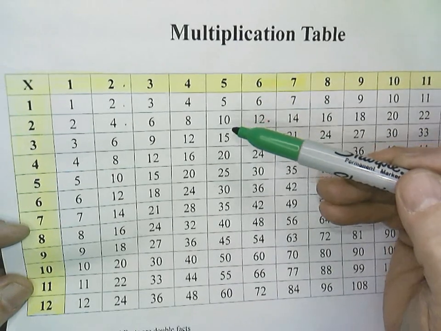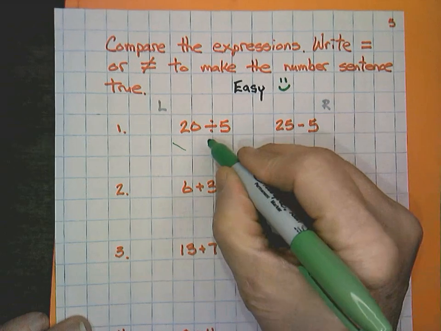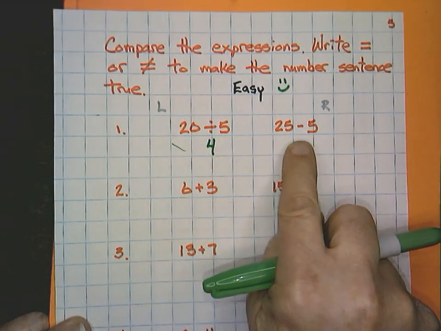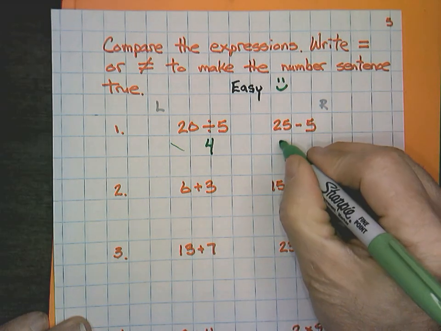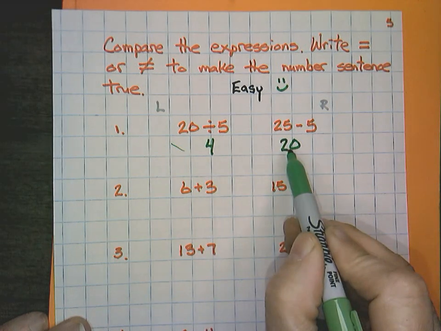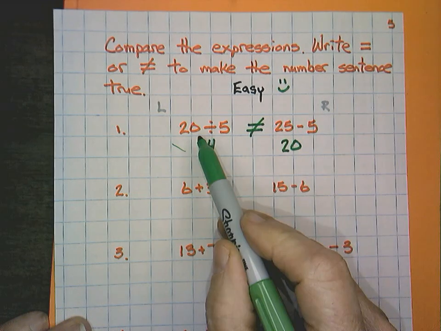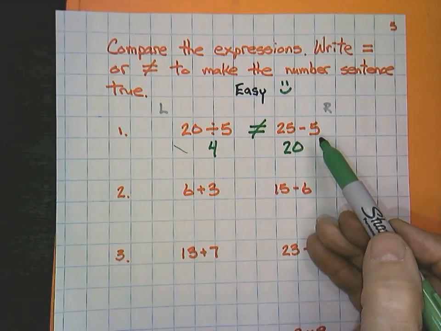I'm not going to take too much time with that because I'm not teaching multiplication today, but you can see that 1, 2, 3, 4. So 20 divided by 5, this expression would be equal to 4. 25 minus 5, that would be 20. When I compare left and right, they are not equal. So we would say that 20 divided by 5 is not equal to 25 minus 5.